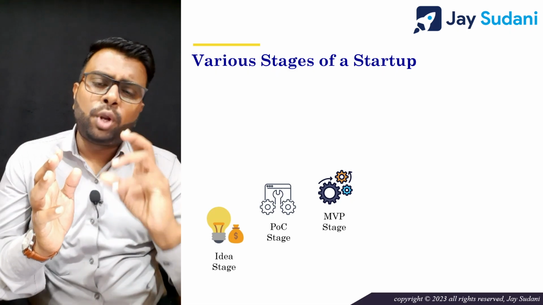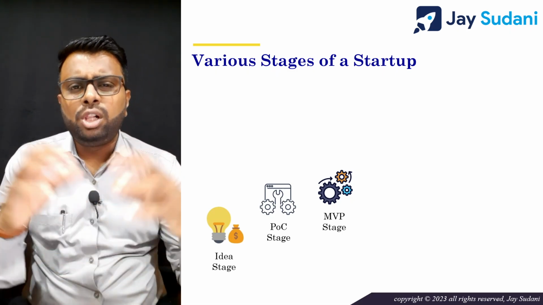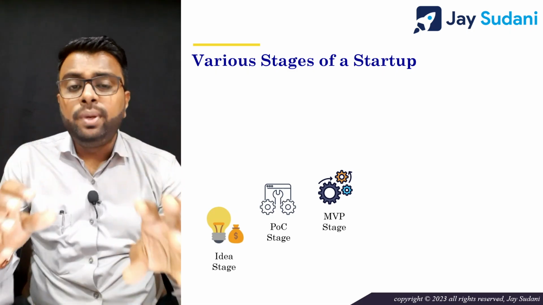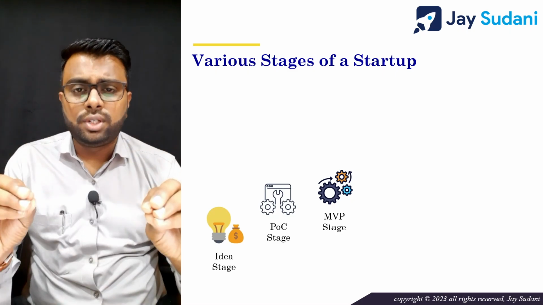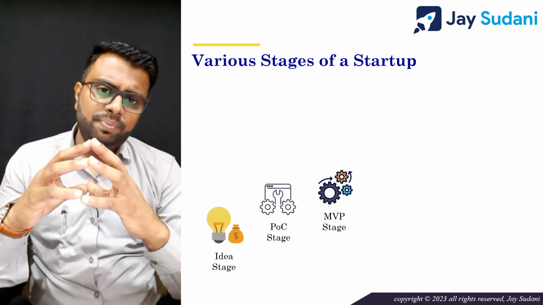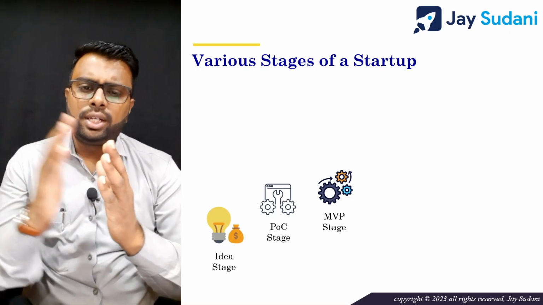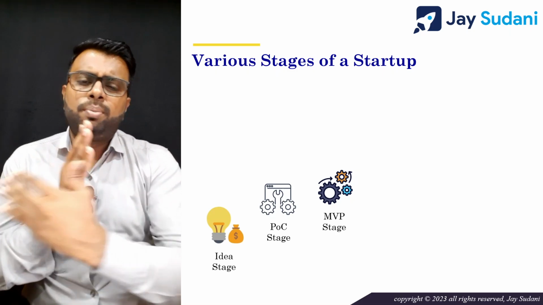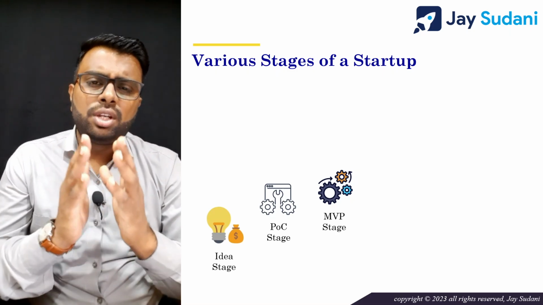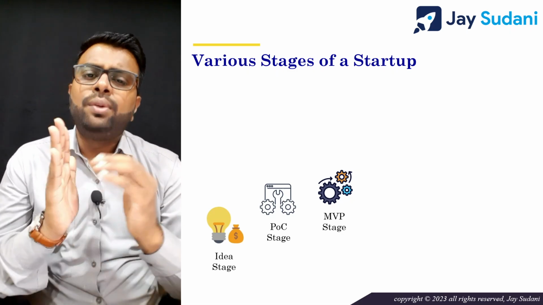MVP is the first product that you develop, but this product will not have all the features of the final product. This MVP will have only those features which are very essential to solve the problem, the key features. So say, for example, if I am solving a problem with some product, and the major problem for the people was, let's say, X, and this X problem can be solved by a feature called A.